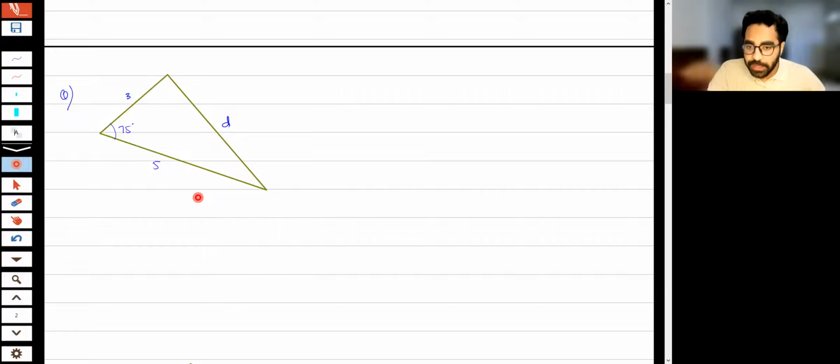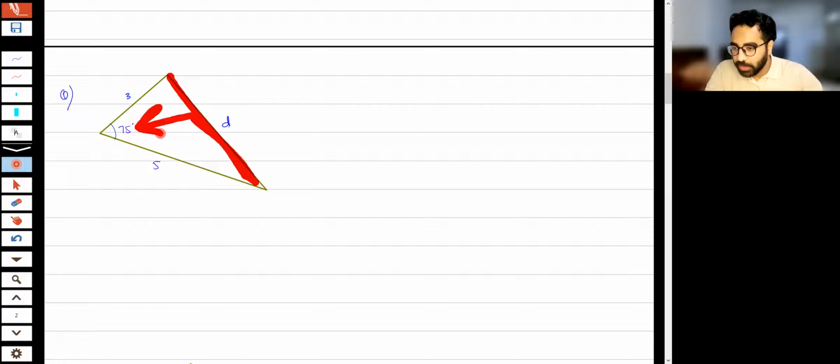ठीक है, I can apply the cos rule to find the side D. ठीक है, मैं दोबारा बता देता हूँ, मुझे क्या निकालना था? मुझे साइड D निकालनी थी. ठीक है, I know the angle opposite to it, और उस ऑपोजिट एंगल की दो एडजेसेंट साइड मुझे पता है, तो मैं cos rule लगा सकता हूँ.